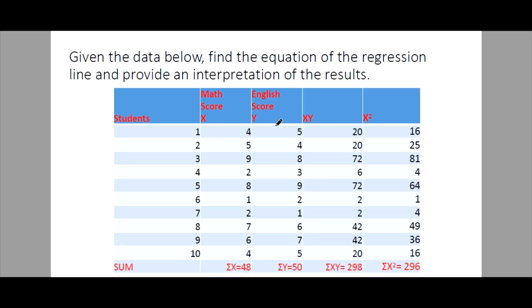Let's start first with xy. So xy is 4 times 5, which is 20. 5 times 4 is 20. 9 times 8 is 72. 2 times 3 is 6. Take note, it's x, y.